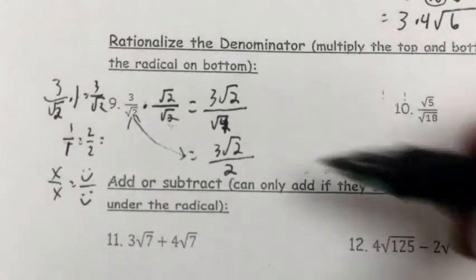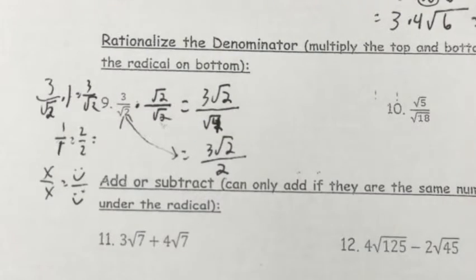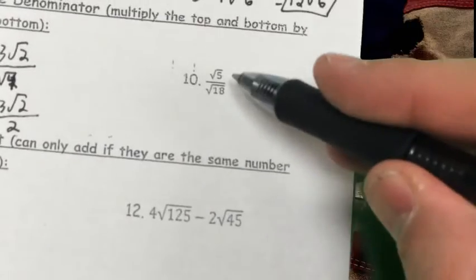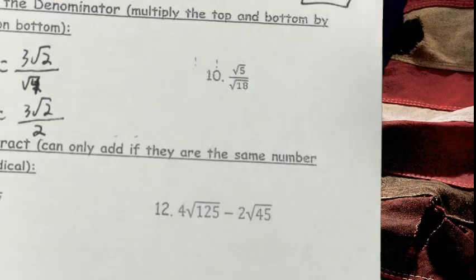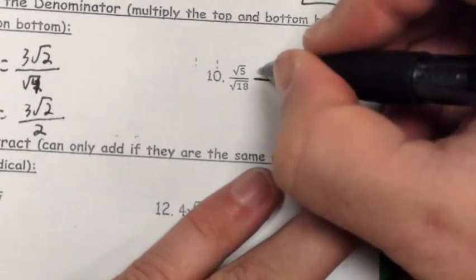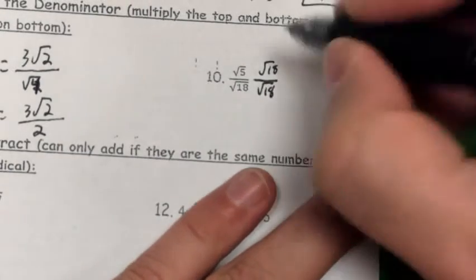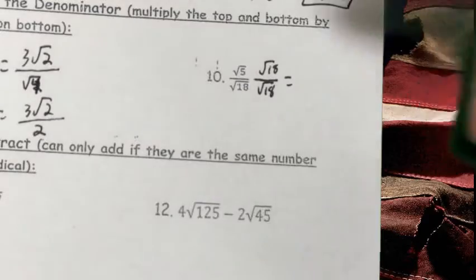Okay, this one is just considered prettier because it does not have the square root symbol on the bottom. All right, now for this one, we're still going to take our denominator, which is square root of 18, on top and on bottom. Now let's go ahead and start simplifying.